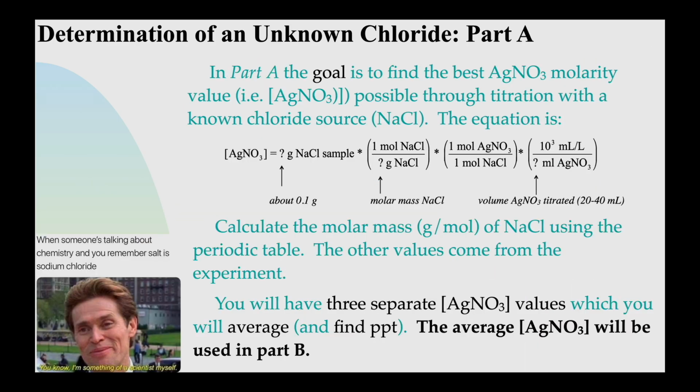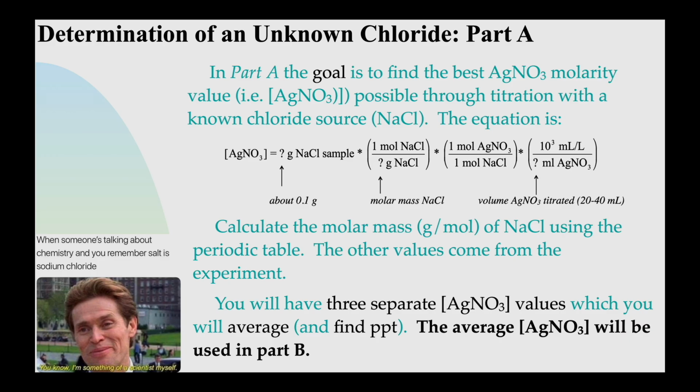In part A of this lab, the goal is to find the best silver nitrate molarity value possible. All right, the stockroom, the people that make the chemicals, will a lot of times say, well, our silver nitrate is about, say, 0.05 moles per liter. But we might want to know to better detail what that value is to more significant figures. And it's actually pretty easy to do.